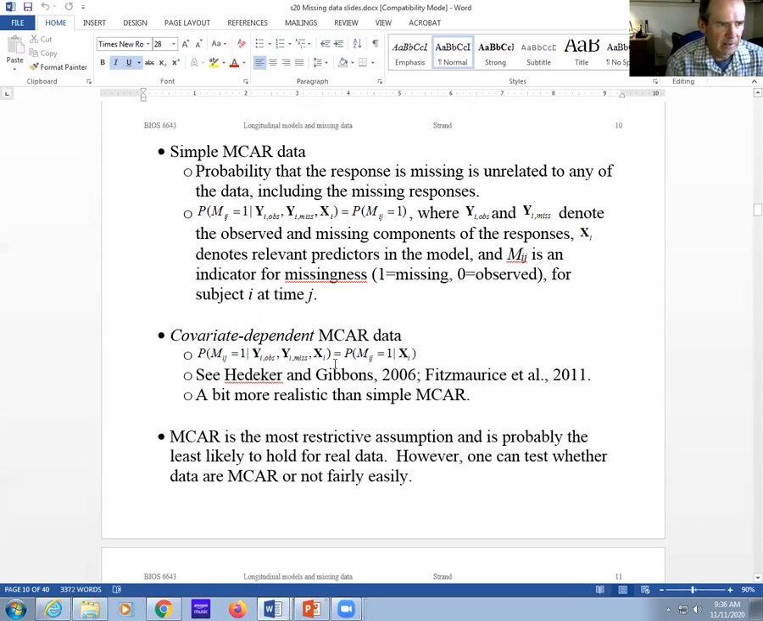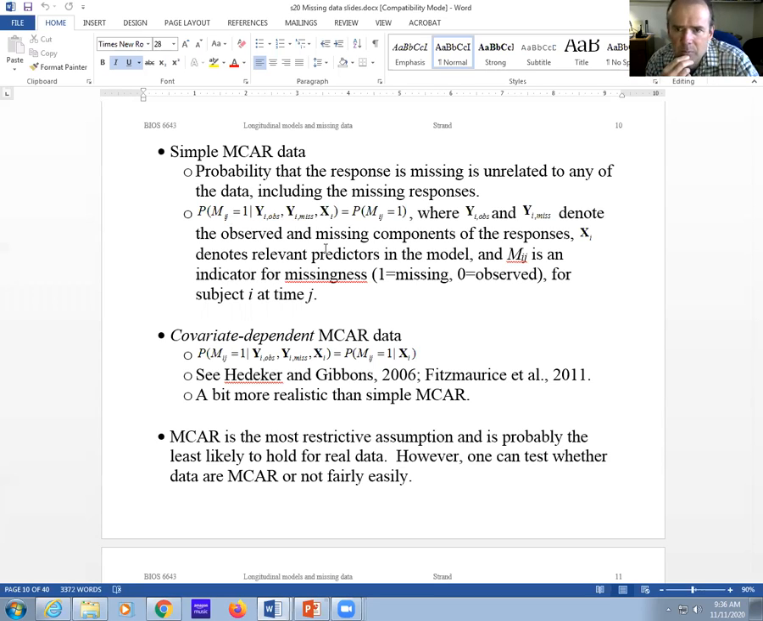So missing completely at random is mathematically defined as the probability that subject i at time j has a missing value. So m is 1 if it's missing, it's 0 if it's not missing. The probability that m is equal to 1 given the observed outcomes, the missing outcomes, and the covariates is equal to the probability that m is equal to 1. In other words, the probability that it's missing doesn't depend on the outcome, whether it's observed or missing, or the covariates.